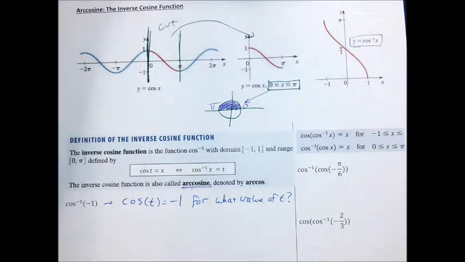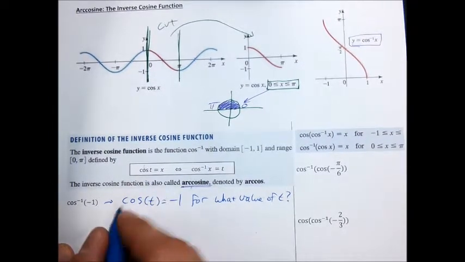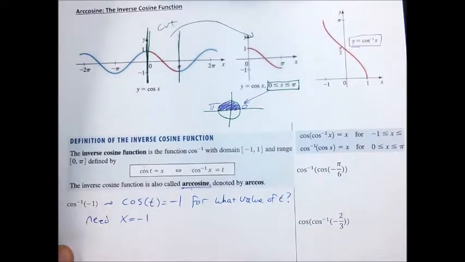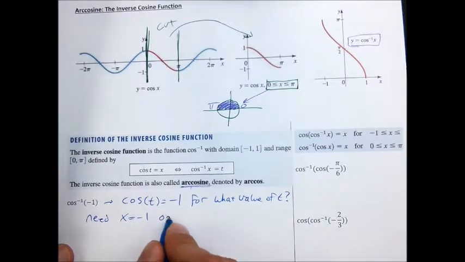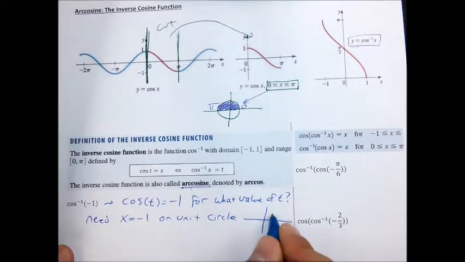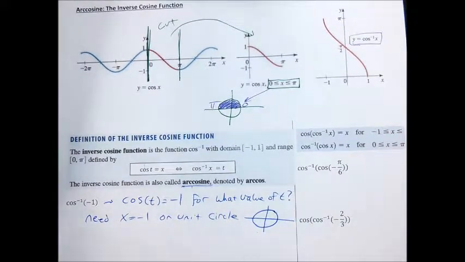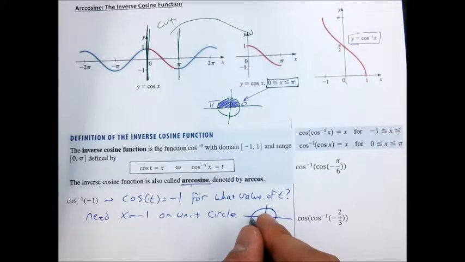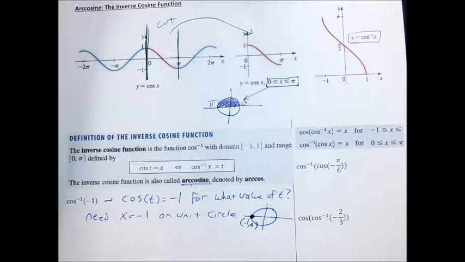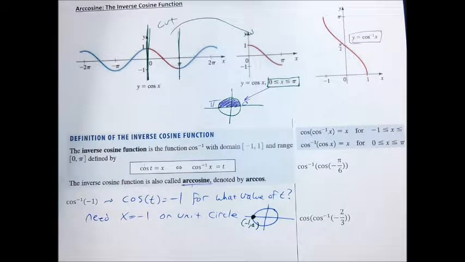And so we want to know the x value, right? Cosine is the x value. And so we need x to equal negative 1, because cosine's x. And so that happens on the unit circle over on the left-hand side of it, right? Yeah, at pi, very good. It happens right here. That's the point minus 1 comma 0. And so this is the point where the x value is negative 1. It's the only point where the x value is negative 1 on the unit circle.